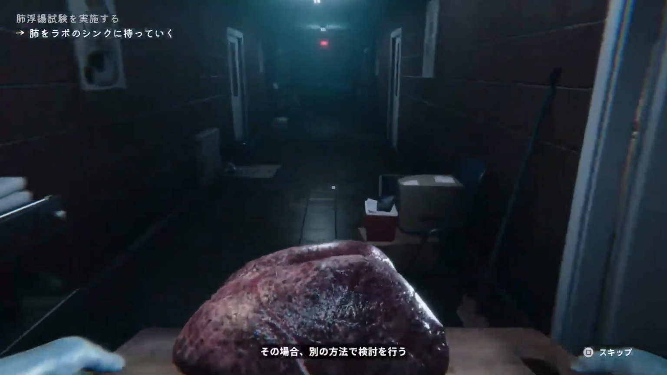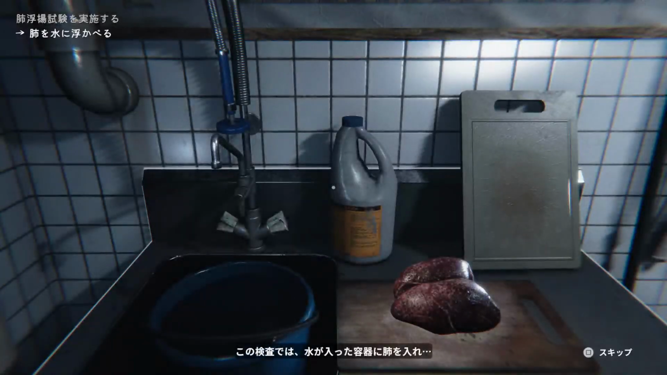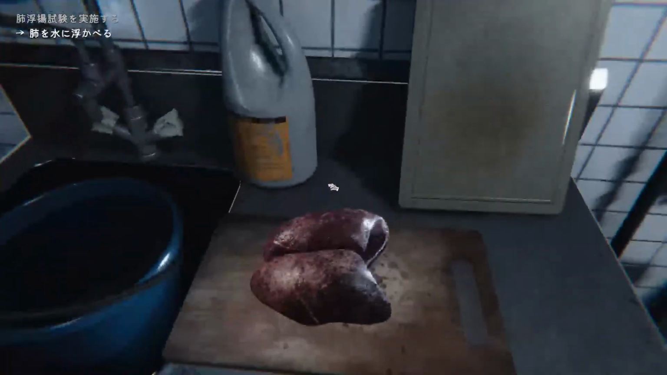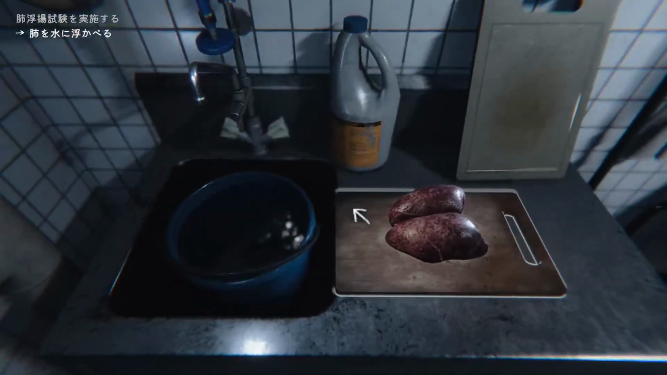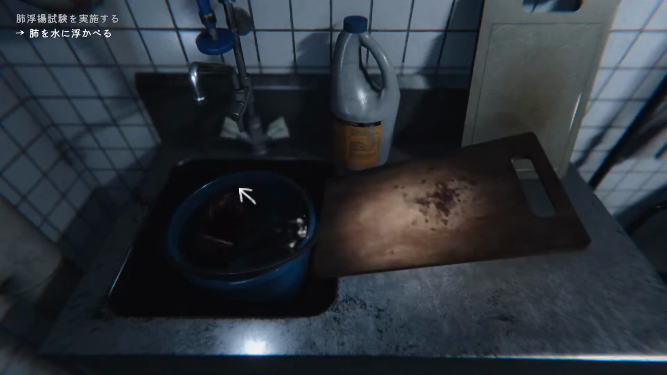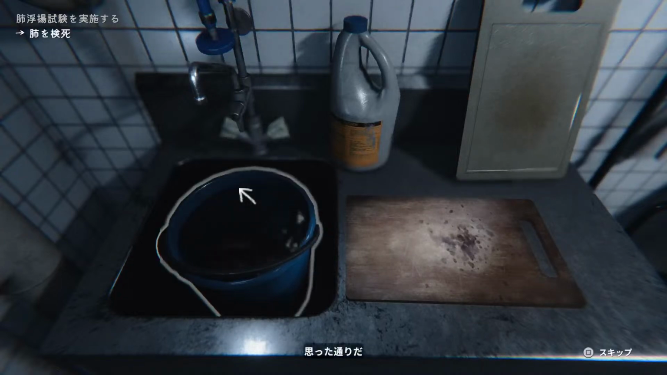In this case, however, it's about something else, namely, the amount of fluid in the lungs. To test for this, I have to place the lungs in a container of water and wait to see if they fall or if they will float on the surface. Just as I assumed, the lungs collapsed easily.